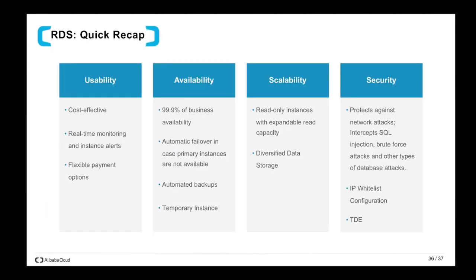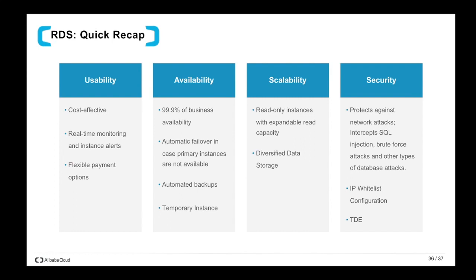Okay, let's do a quick recap about RDS. RDS provides functions in four areas: usability, availability, scalability, and security. For usability, we provide cost-effectiveness, real-time monitoring, and an instance alert feature. And we provide flexible payment options, like pay-as-you-go or subscription mode.